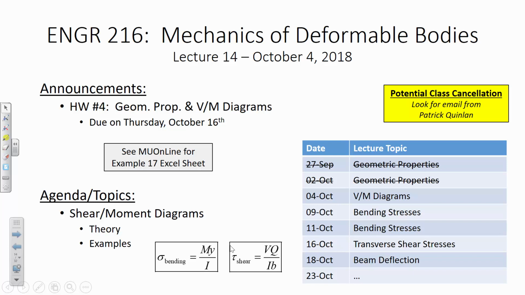Now, I do want you all to get a little bit of an eye on the prize down the line. Homework number 4 is going to be geometric properties and shear and moment diagrams, and then homework number 5 is going to be bending and shear stresses. And that is exam 2, because those topics go very well together. Exam 3 ends up being a hodgepodge of everything that's left, like stress analysis and Mohr's circle and column buckling and things like that. But I do want you to see an overall goal as to what we're talking about.